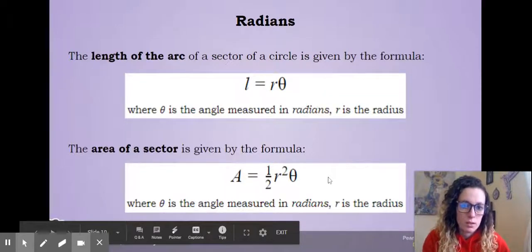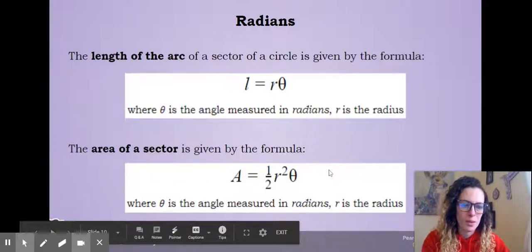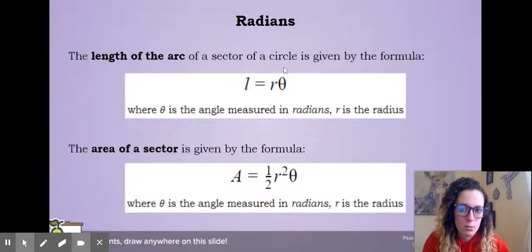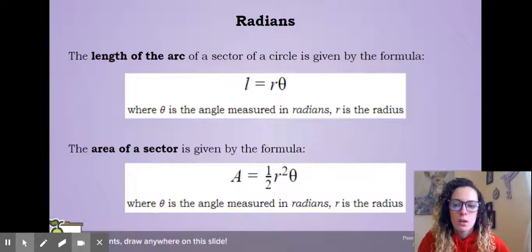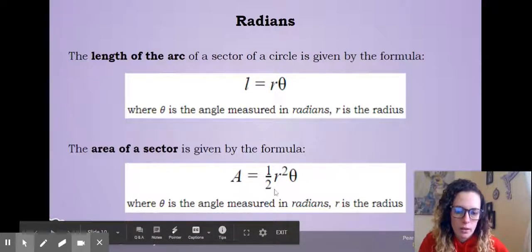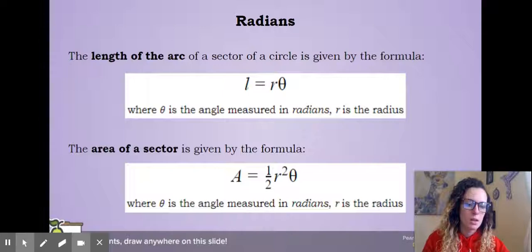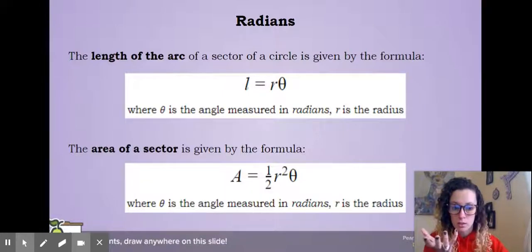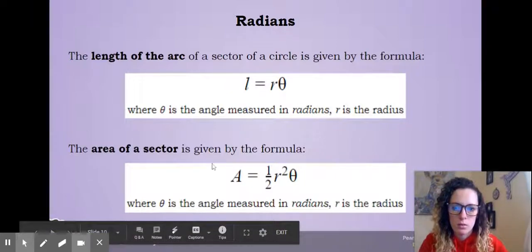We have these two different formulas, both given to you in the formula booklet on page 7 or PDF page 8. The length of an arc when the angle measurement is given in radians is just the radius times whatever that angle is, as long as it's in radians. The area of a sector is 1/2 times the radius squared times that angle, when the angle is in radians. So now we just have to make sure we're reading carefully. Is the angle given to us in degrees or in radians? Let's do a couple examples using radians.